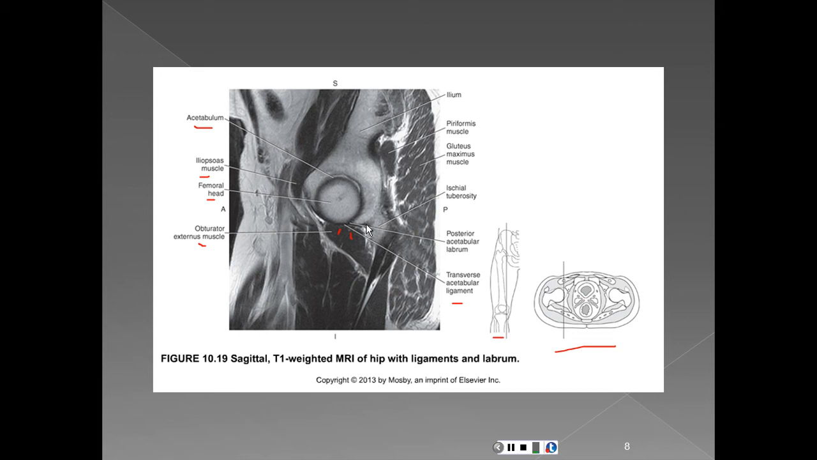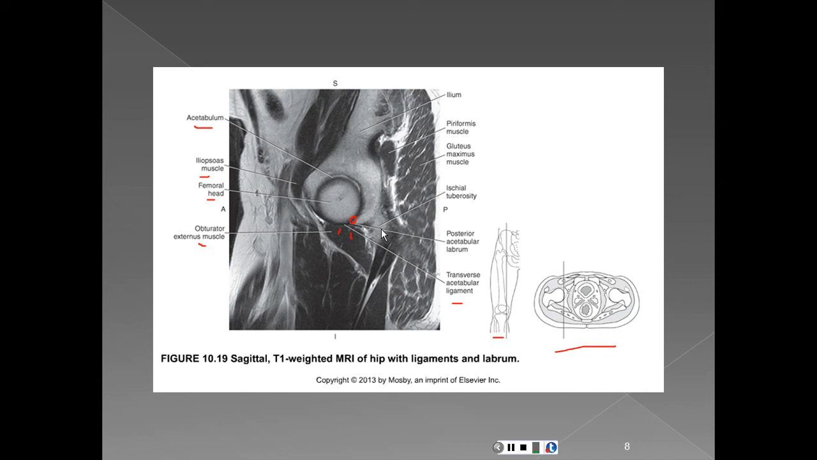Another view of the posterior acetabular labrum, because remember the shoulder and the labrum. You know, it's just right there, the little cushion, the little layer of the acetabulum.